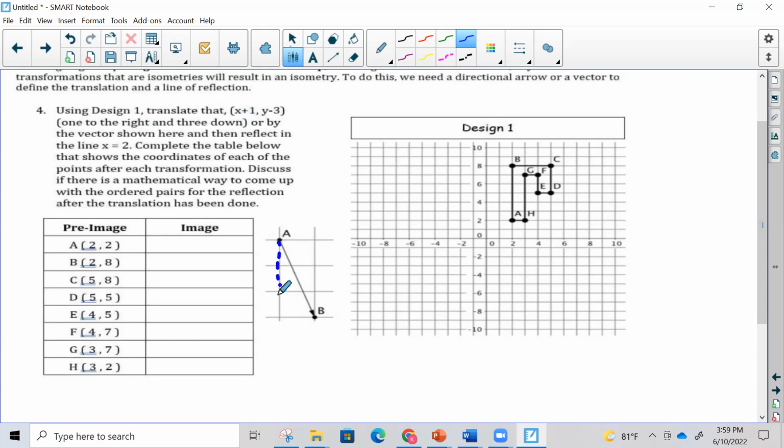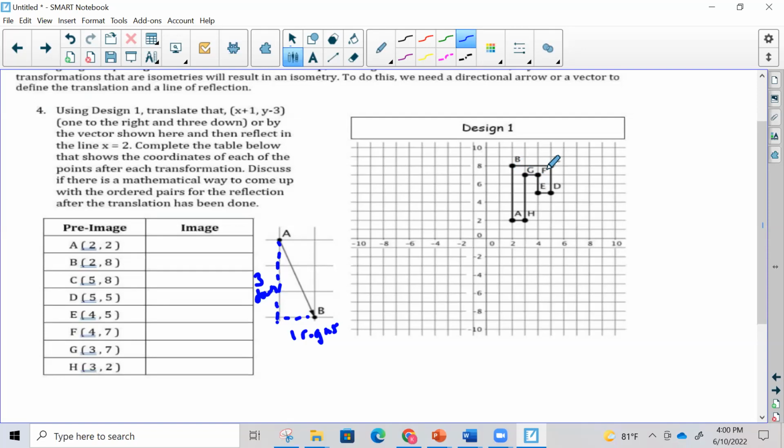So this vector is showing me I'm going 3 down and 1 to the right. And then we're going to reflect that image over X equals 2. Okay, and we're going to complete the table below. So we have to do both things before we write the image point. You can make a separate table and add the 1 and subtract the 3 if that's the way you prefer to do it. But make sure that your final answer is not just from the translation. You also have to reflect it.